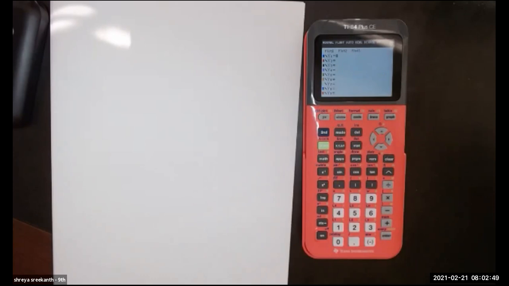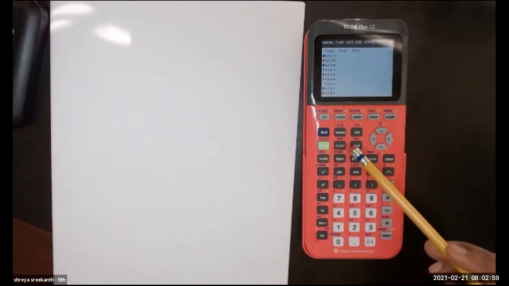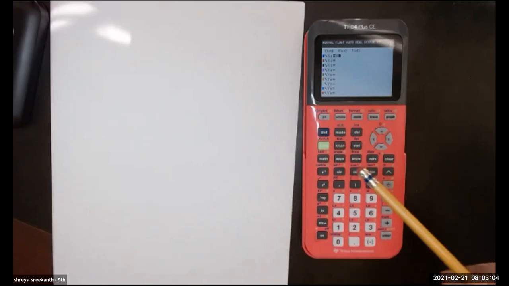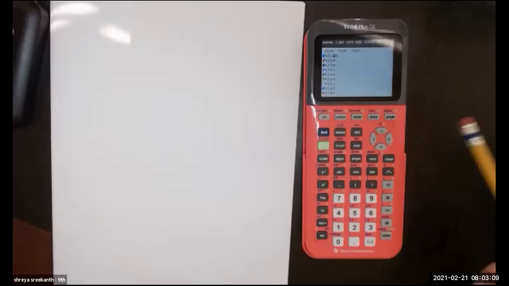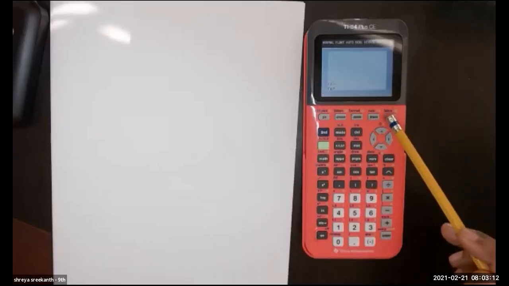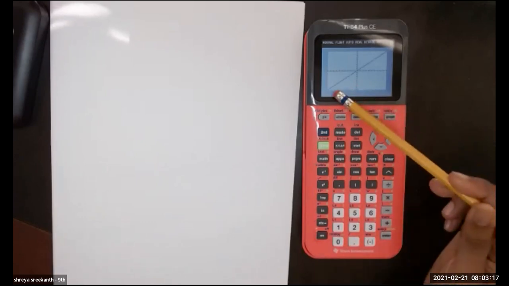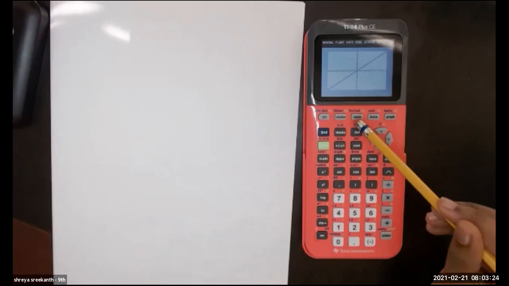As an example, we'll graph y equals x. To get the x variable, you're going to need to click this button. It says X,T,theta,n. When you click that, you'll get the variable x, which shows up right here. And then you can graph this equation using this graph button. When you click it, it will take you to the screen, and it shows your line y equals x on the graph.